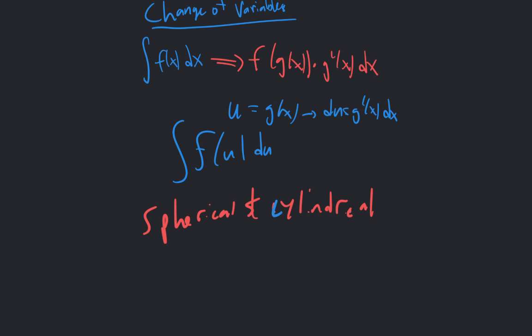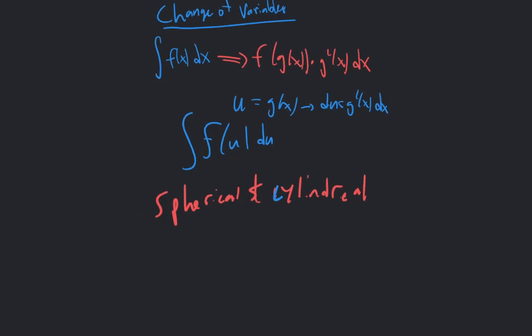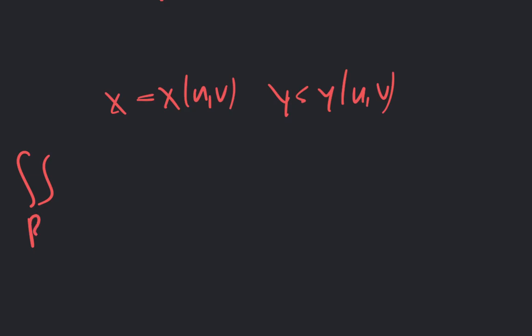In 2 dimensions, we introduce this transformation. x is equal to x of u, v. y is y of u, v. This maps a region S in the UV plane into a region R in the XY plane. So we could write, we are integrating over this region R.